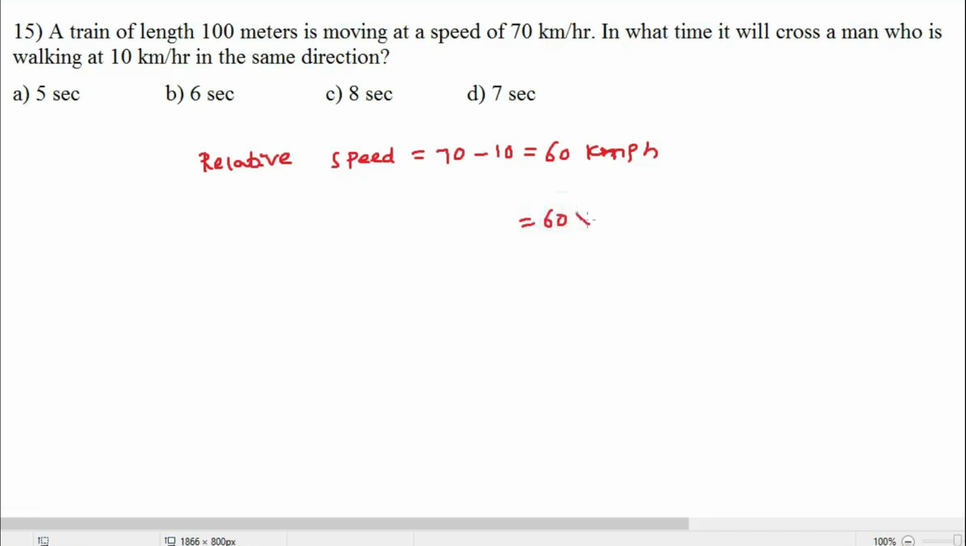60 into 5 by 18. 60 km per hour is converted to meter per second by multiplying 5 by 18. 6 3 times 18, 6 10 times. 10 into 5, 50 divided by 3 meter per second.